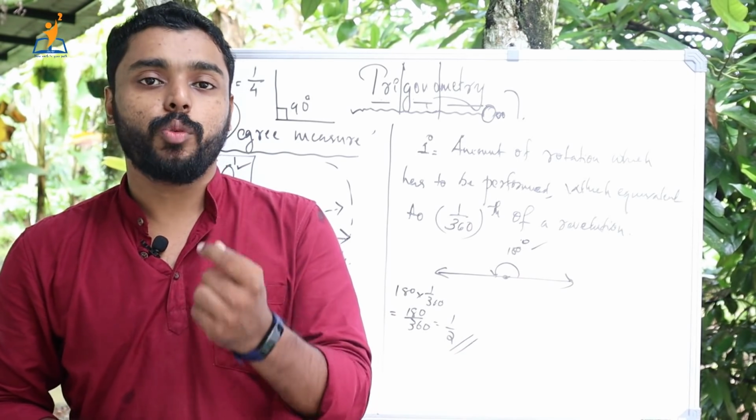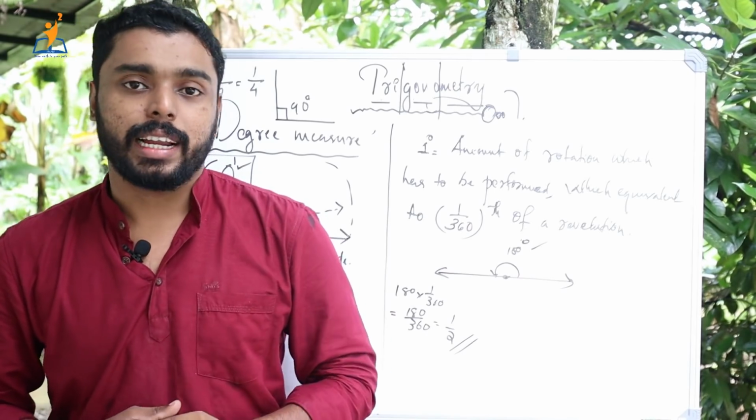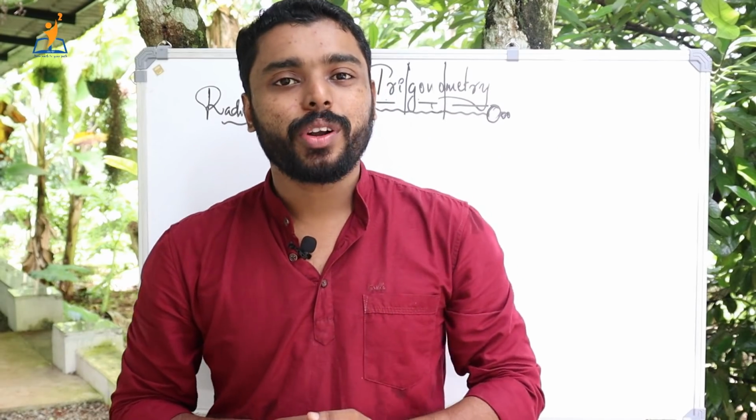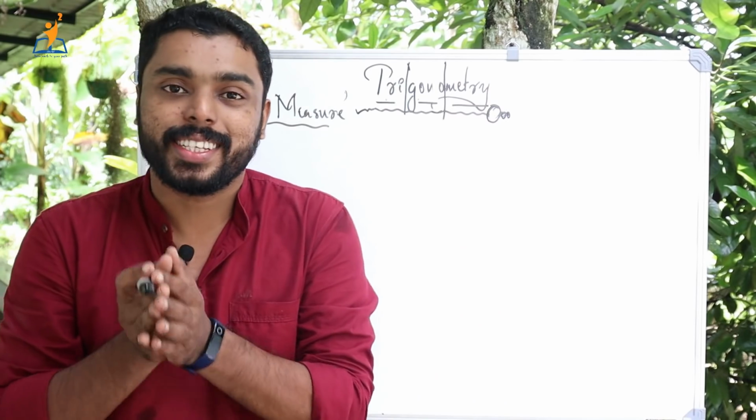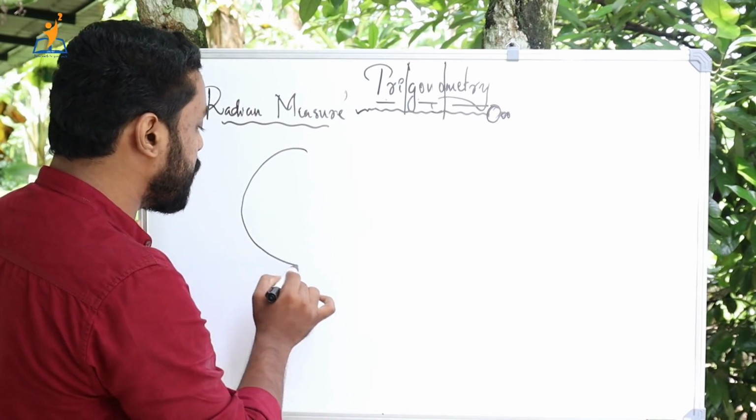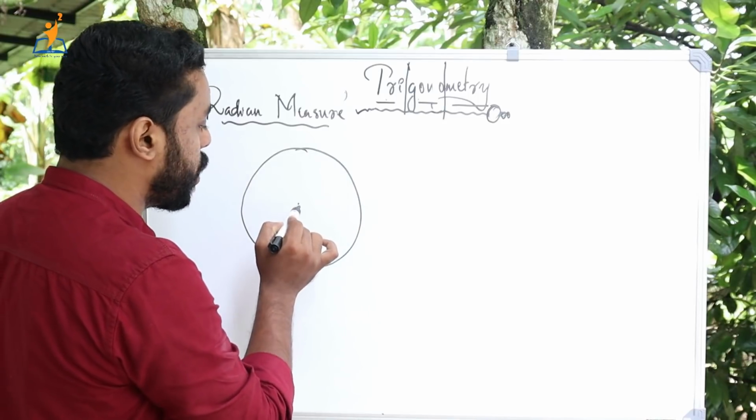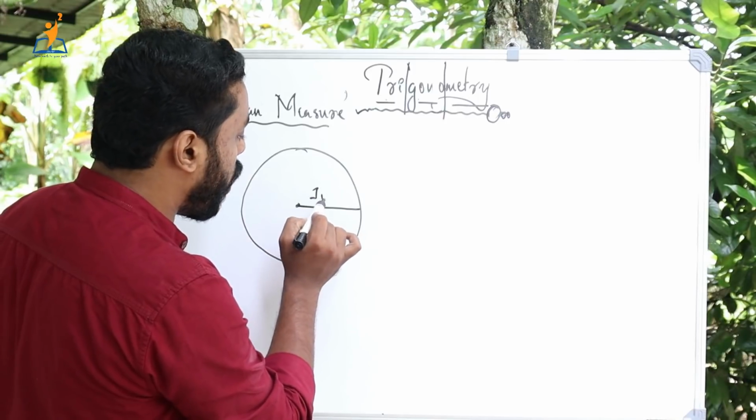So now we can move on to the next very basic measurement which is used to measure angles. The next very important measure for angle is the radian measure. So here we are going to define what is a radian measure. Suppose that we are provided with a unit circle like this. You know what a unit circle means? A unit circle means a circle of radius 1 unit.